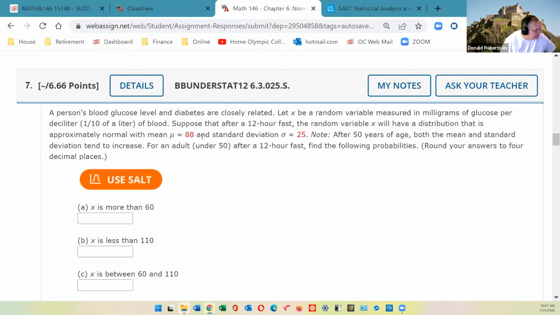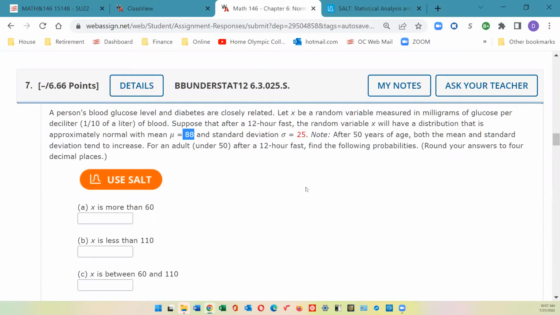Okay, and it says a little note here. Note: after 50 years of age, both the mean and standard deviation tend to increase. And for adults under 50, after a 12-hour fast. Okay, so we have to find the probability of an adult under 50, essentially, using those numbers. Anybody who does the medical thing, is 88 a kind of middle of the road number for a glucose level after a fast? Yeah. Sounds about right? Okay.